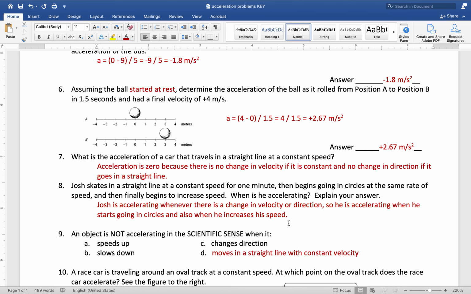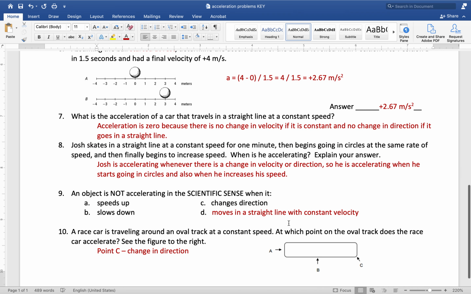Number 9, an object is not accelerating in the scientific sense when it A, speeds up, B, slows down, C, changes direction, or D, moves in a straight line with a constant velocity. And so the only time it's not accelerating is if you're going in a straight line with a constant velocity. That's D for number 9.